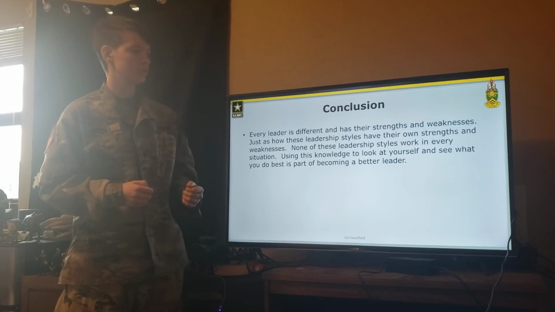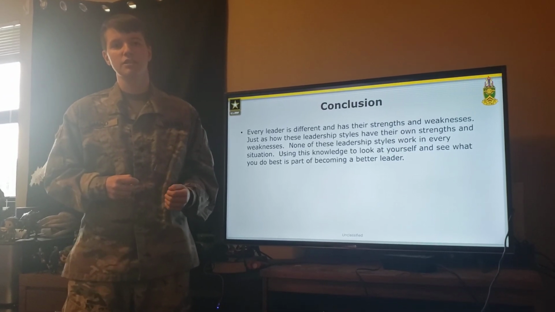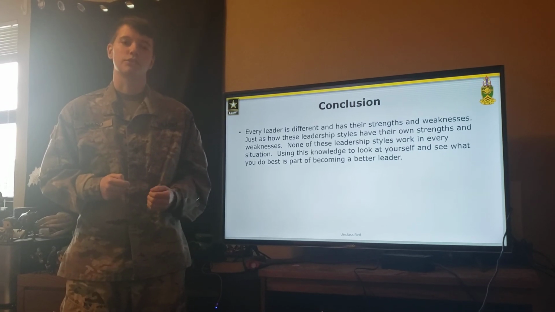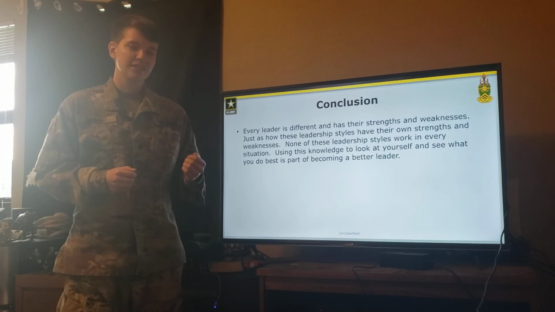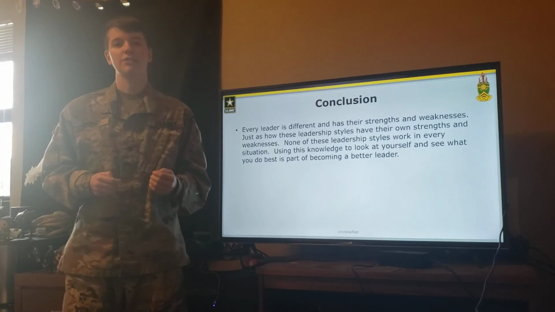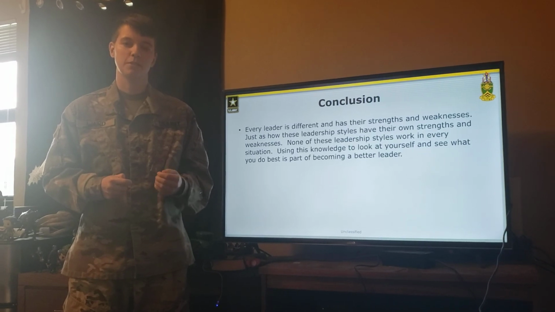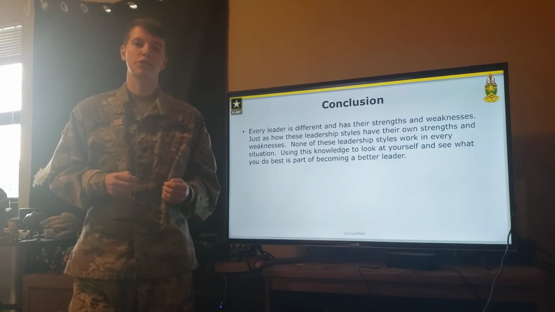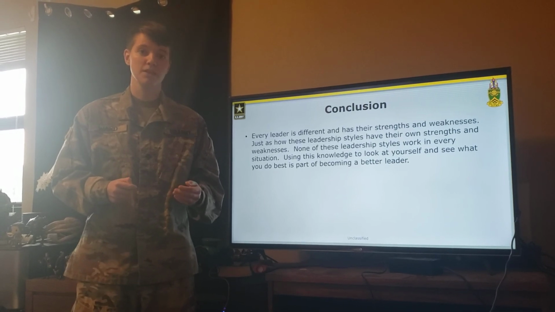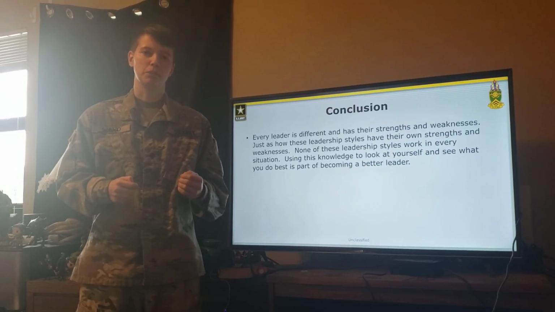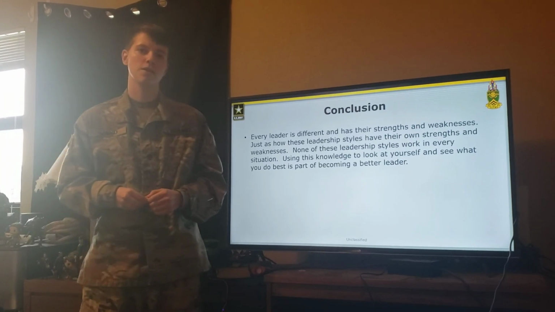All right, in conclusion, every style of leadership has their own strengths and weaknesses, just like every leader has their own strengths and weaknesses. So taking the time to look at the different styles of leadership to know them allows every leader to make the decision in whatever scenario they are in to choose the correct style of leadership that will benefit them and their soldiers to complete the mission. All right, next slide, please.